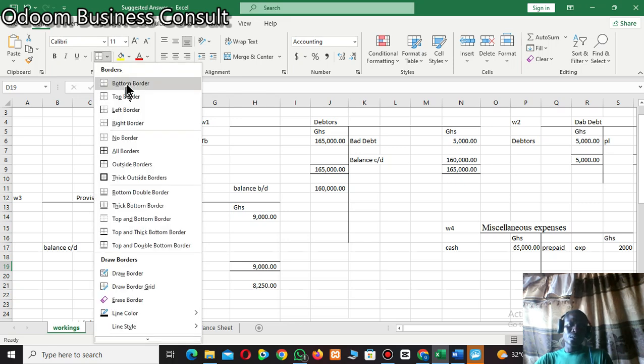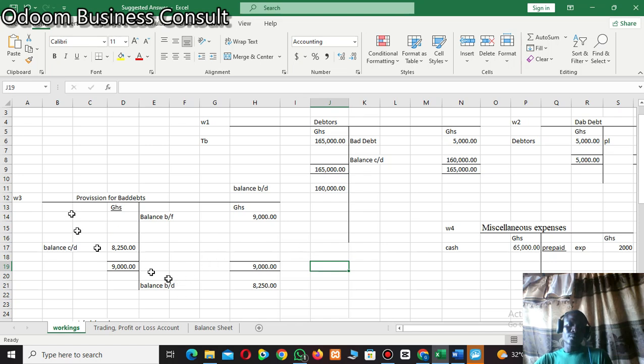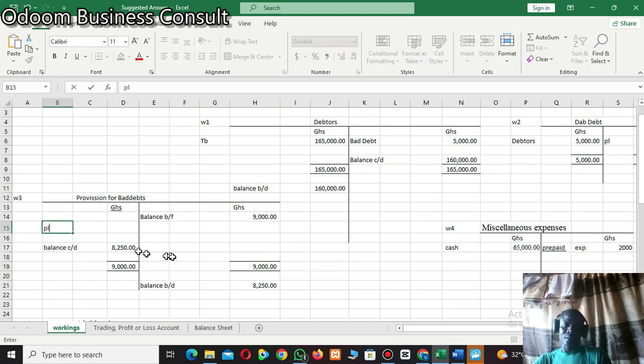So let's track the difference. Here is 9,000. If you add everything here, it is 9,000. If you add everything here, it's not 9,000. So what is the difference? So we take this figure from the total: 8,350 from 9,000, and that difference will go to profit or loss, P and L.